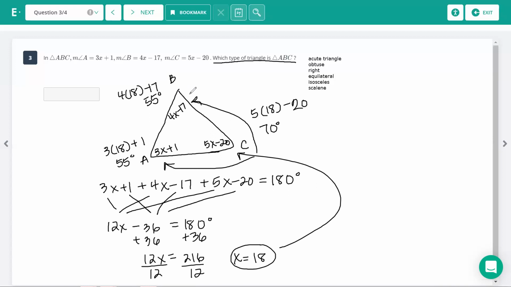So here's where I was saying there are multiple ways we could answer this. Notice my angle measures. I have 2 of them that are equal, which means we could call this triangle an isosceles triangle because an isosceles triangle has two sides and two angles that are going to be exactly the same. Another thing that we can call it is an acute triangle, because all of my angles are less than 90 degrees.